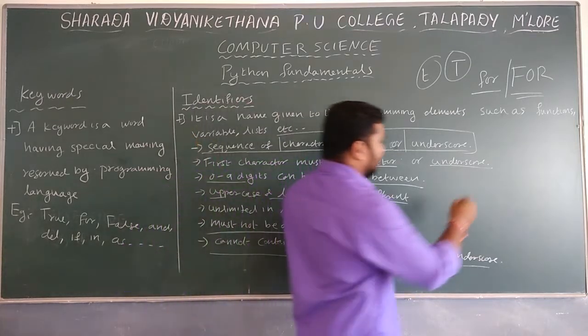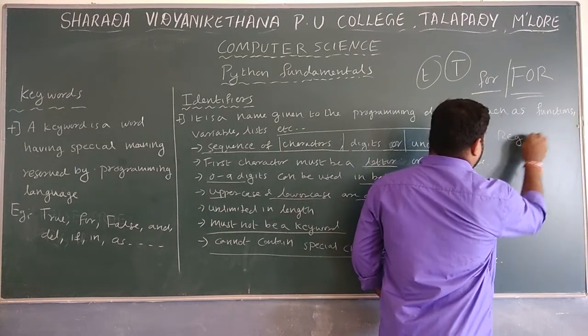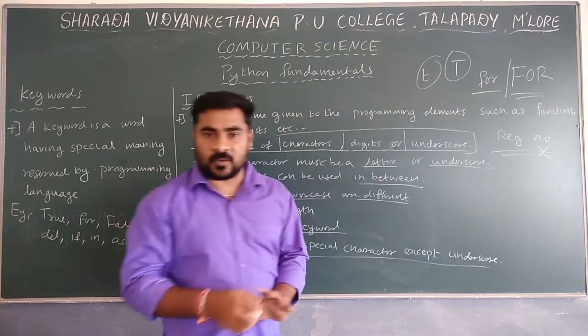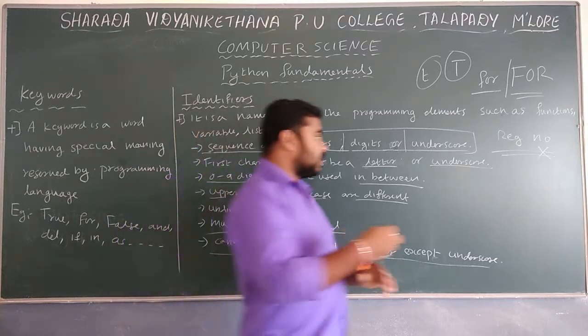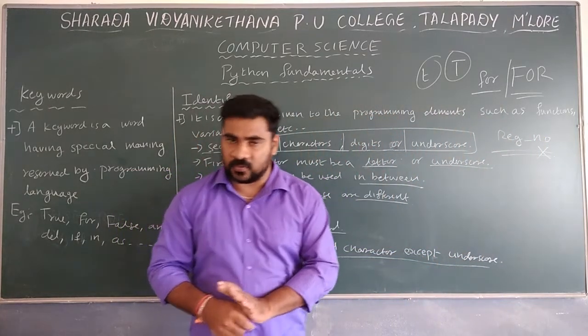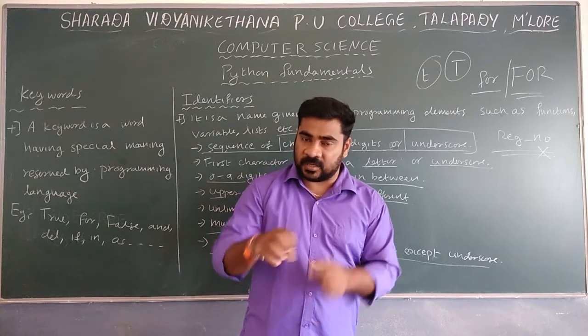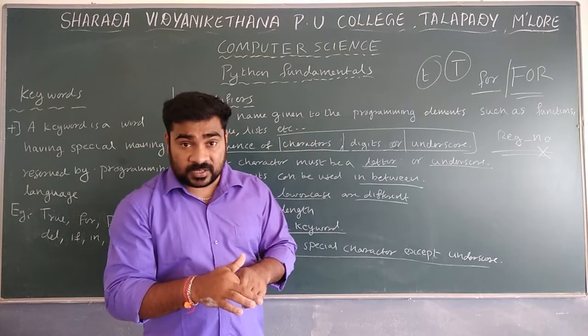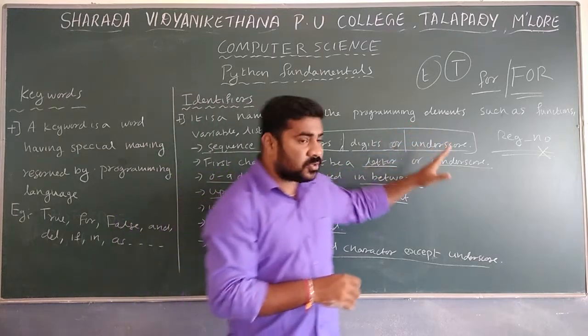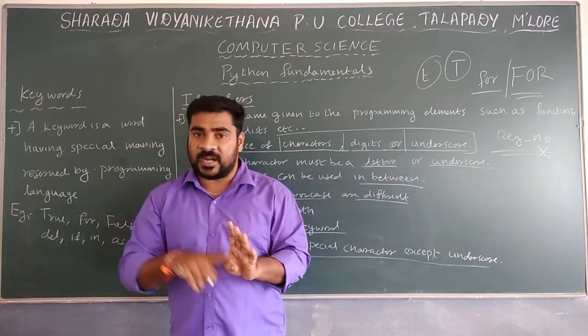If you are to give the register number, space is not possible. If you want to provide a space, we can use underscore. For that purpose, they make use of underscore. Remember, space is not possible. Keywords are not possible. These are the main two things you have to keep in mind. Then we can use only one special character here, that is underscore.